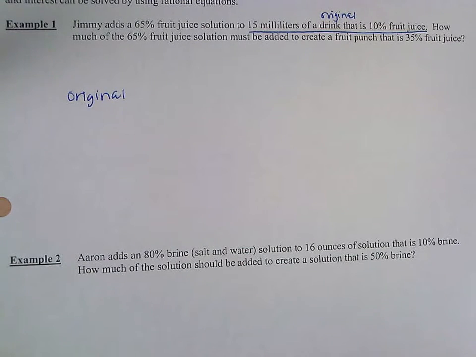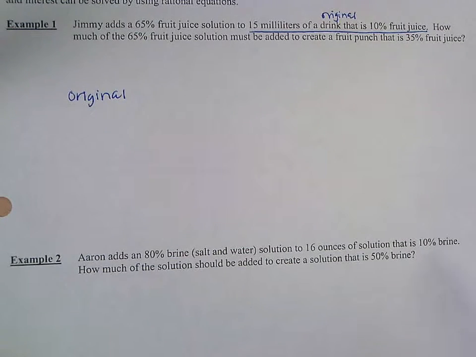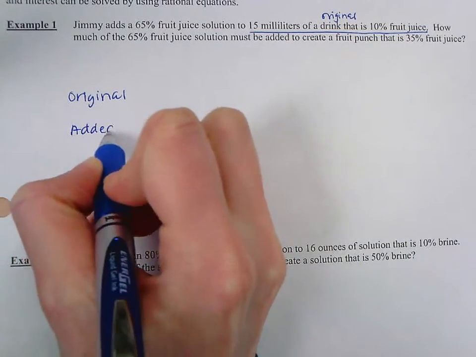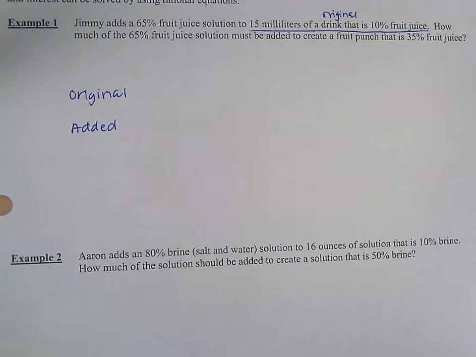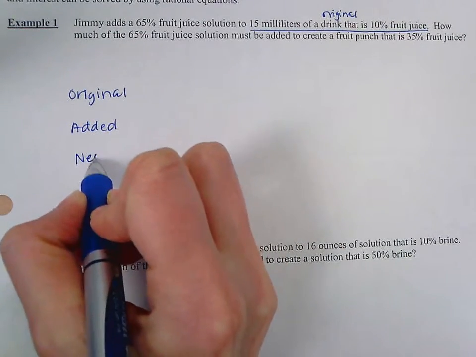So every mixture problem starts out with an original amount of something. If you think of weighted averages, the weight in these problems is the percentage of fruit juice, or if you look at the next one, the percentage of the brine that's in there. So the percentage is the weight. But that's our original. And then there's also something in these problems that is being added to that to then create a mixture, which would be the new.